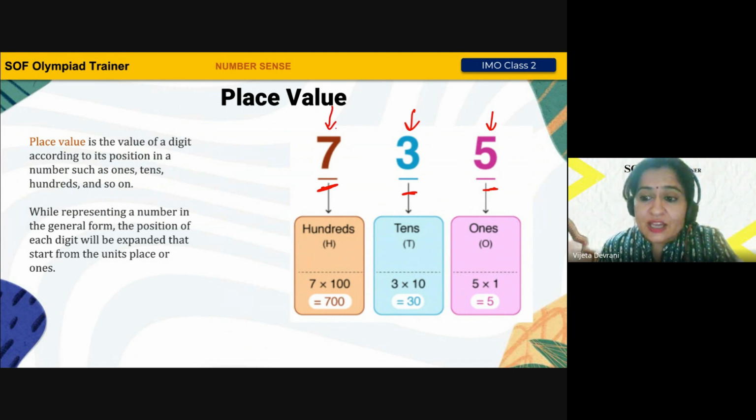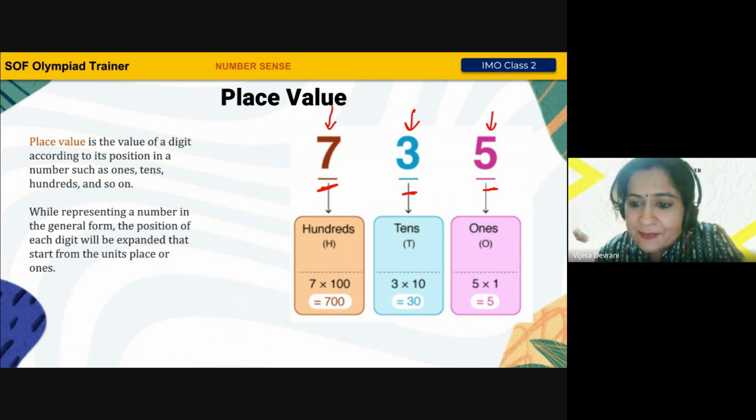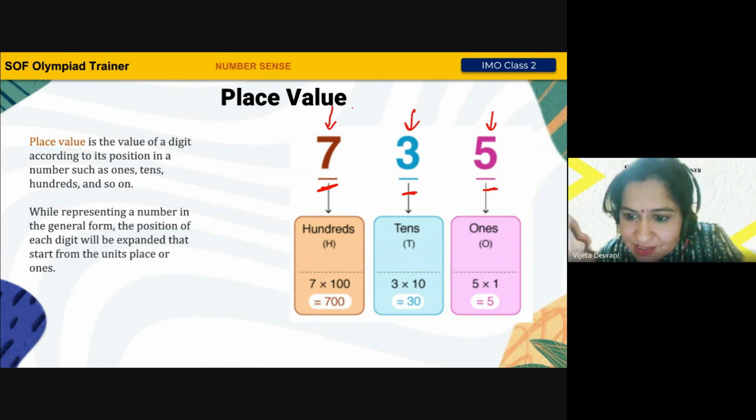Shreya, if I ask you, what is the place of 3? In 735, what is the place of 3? You can type in the chat box. That would be better if your mic is not working. Can you type? Yes. 30. Okay, so 30.